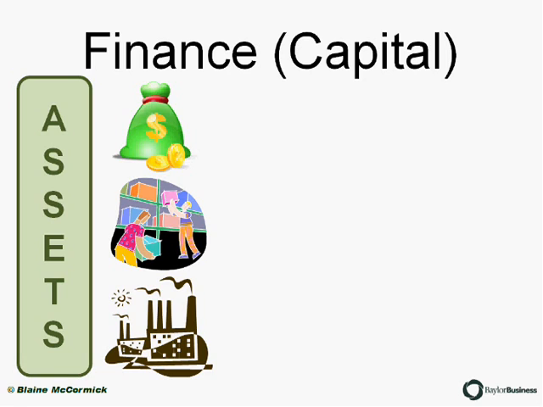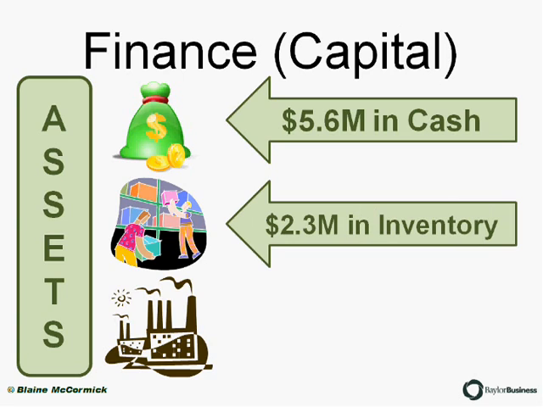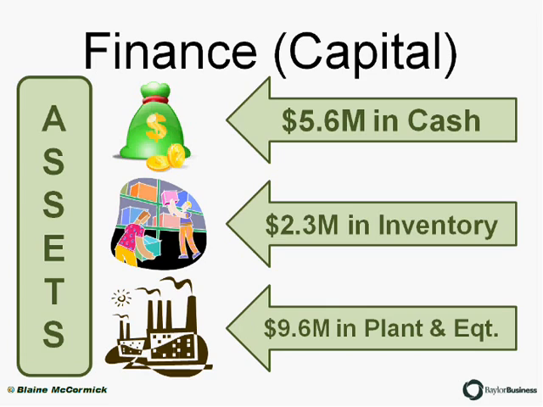Let's take a quick look at the finance side of the house. I'm just going to do this on the balance sheet. You've got some assets and some liabilities on your balance sheet. Your assets include cash there at the top, inventory there in the middle, and then your physical plant there at the bottom. If we look at our balance sheet, you'll see that you've got $5.6 million in cash in the bank. That's a nice amount of cash. Your inventory, those 87,000 units of Fast in inventory, are worth $2.3 million on your balance sheet. And then your physical plant is worth about $9.6 million in plant and equipment.